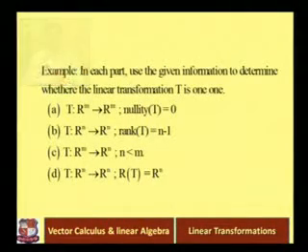Next example. This is a good example. It's quite simple. In each part, use the given information to determine whether the linear transformation T is 1-1 or not. The first is T from Rm to Rm, an operator, and nullity is 0. By definition you can easily say that the first transformation is 1-1, because clearly nullity is 0, so T is 1-1.